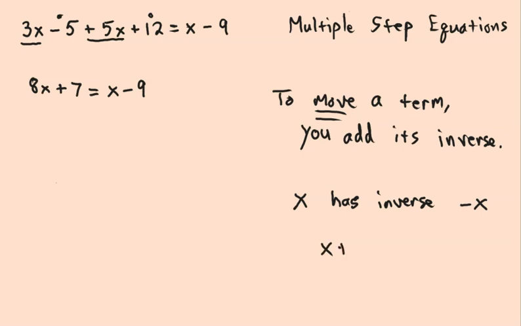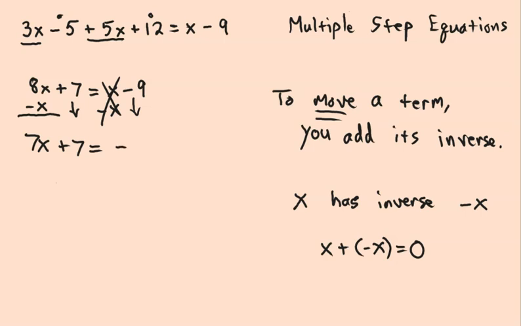Why? Because x plus negative x is equal to 0, so it cancels it. So we're going to add negative x here, and we're going to add negative x over here. We have to do it to both sides, and we have to combine it with something that it's like. And so 8x minus x is 7x. We're going to carry down the plus 7 equals, this is going to 0 out, and then we're just going to carry down the negative 9.